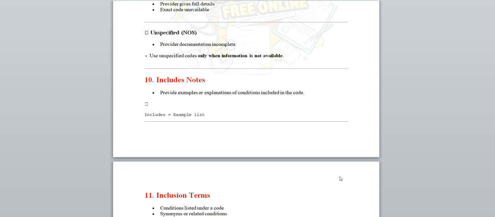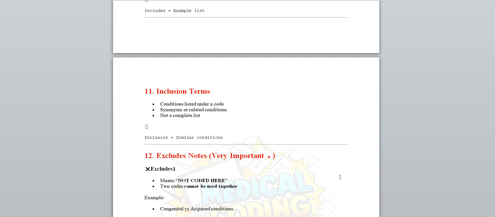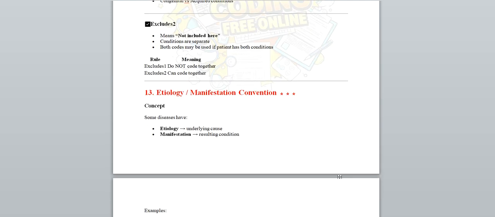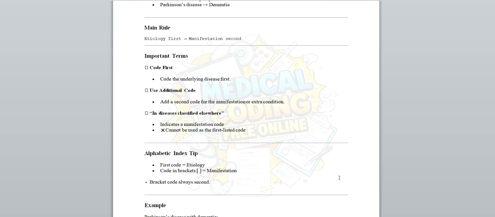Notes: an "includes" note gives an example list. Inclusion terms mean similar conditions. "Excludes1" means exclude, the two do not go together. "Excludes2" means the two can go together. So, etiology and manifestation. Etiology means the underlying cause. Manifestation means the resulting condition. So etiology first, manifestation second.